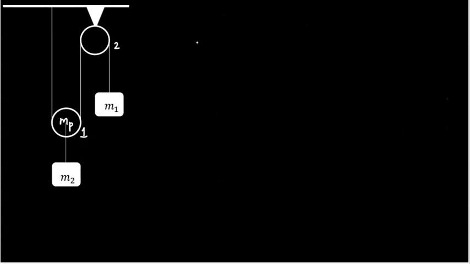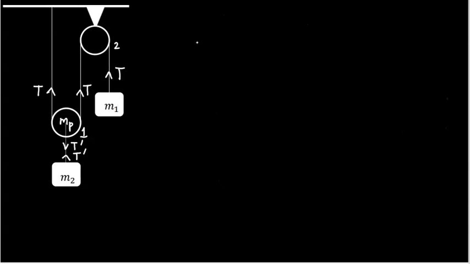Now if you observe, this string has a tension T, suppose. Since this is the same string all over, we have the same tension T all over. For this pulley MP, there will be a tension T dash here downwards, and the upward tension will be T dash. Now let's look at the equations of motion.